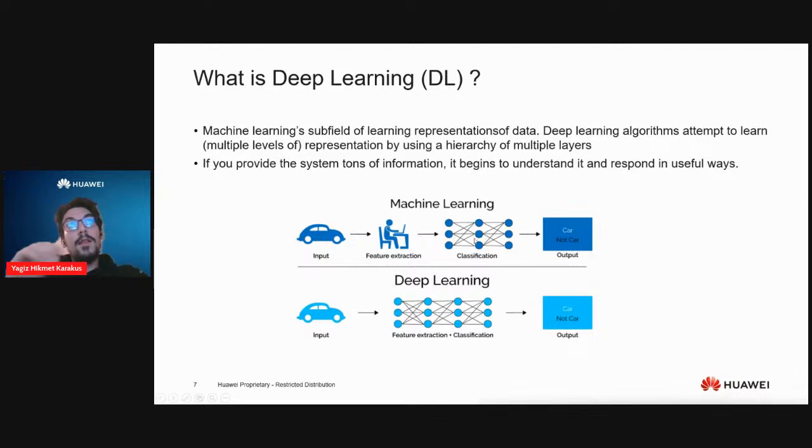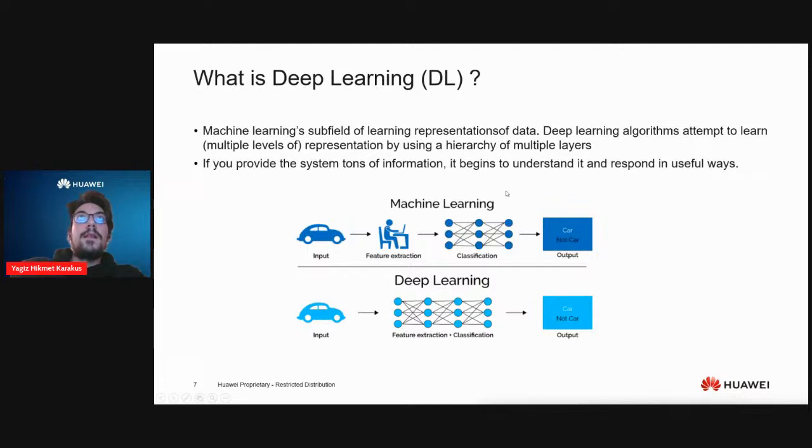So now I'm going to talk about what deep learning is. Machine learning is also part of artificial intelligence, but when we say artificial intelligence, we all think about deep learning. Deep learning, as I mentioned earlier, is a subfield of machine learning focused on learning representations of data. Deep learning algorithms attempt to learn multiple levels of representation by using a hierarchy of multiple layers.